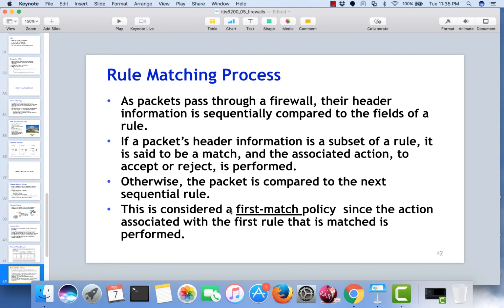Alright, so this is basically what I was just talking about, how the process works. Packets pass through the firewall, and their header information is sequentially compared to the fields of a rule. If a packet's header information is a subset of a rule, it is said to be a match, and the associated action to accept or reject is performed, just like what I was just saying. Otherwise, the packet is compared to the next rule in sequence. So basically, if it doesn't meet the first rule, it'll go to the second rule, and the third rule, and the fourth rule. As soon as it finds a match, the action is allowed or rejected, whatever it may be. As it moves through all the rules, if it hasn't met any of them by the end, it will reject everything, which is the way it should be.